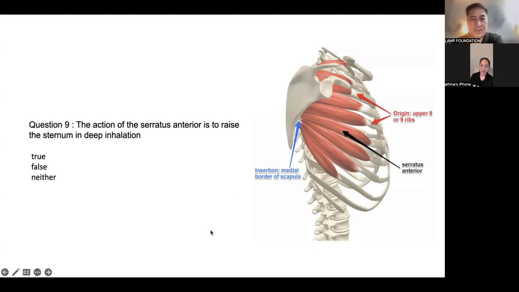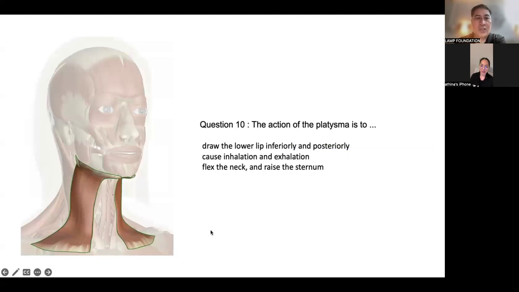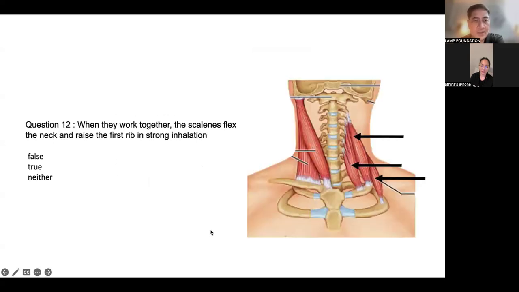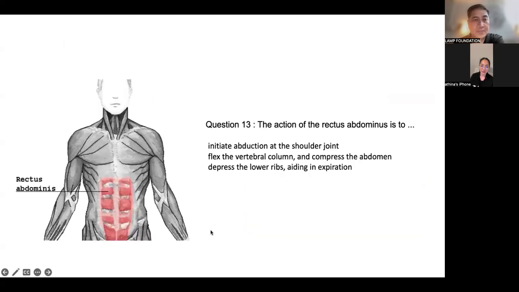Suspends the scapula on the thoracic wall. Action of the platysma is to draw the lower lip inferiorly and posteriorly. Which of these muscles retract and stabilize the scapula? The rhomboid major and minor. When they work together, the scalenes flex the neck and raise the rib in strong inhalation. True or false? True.